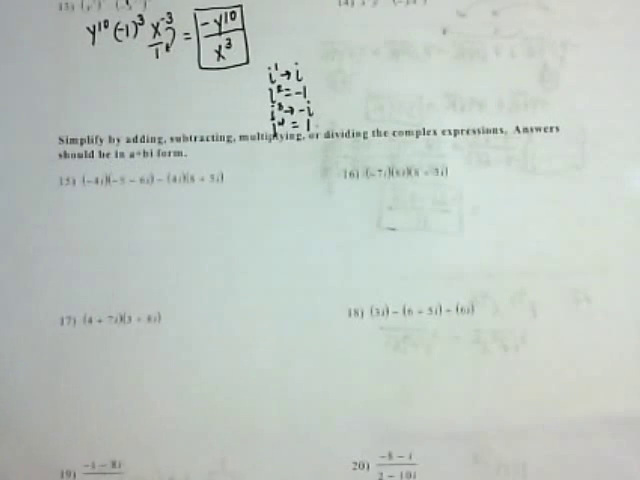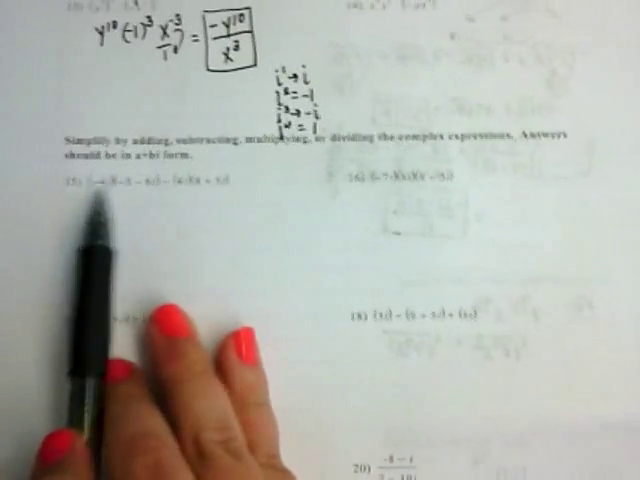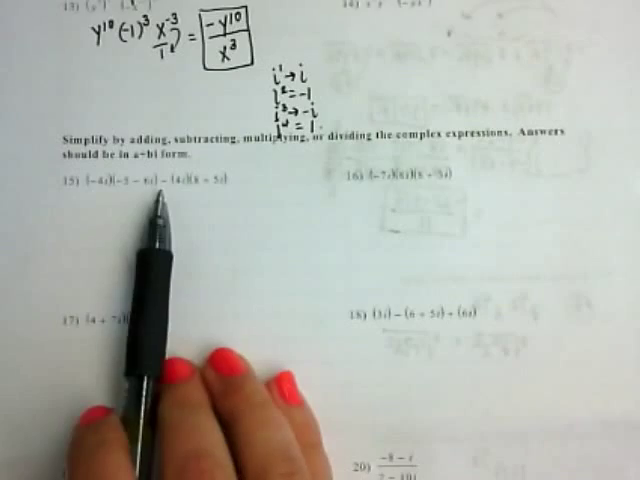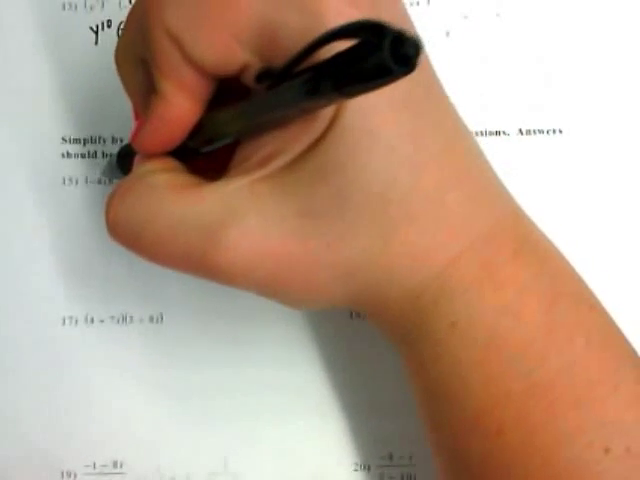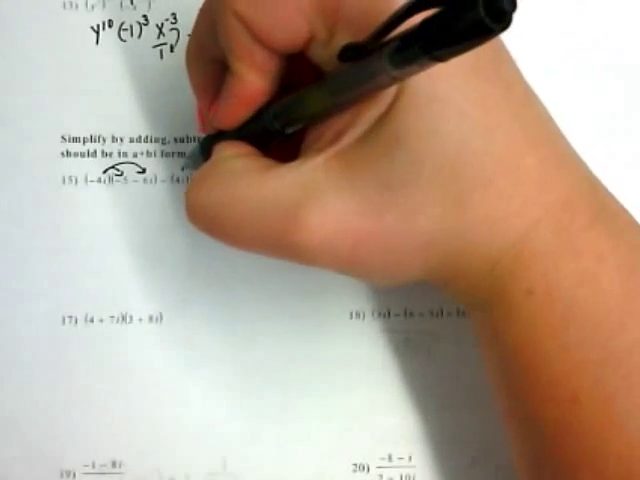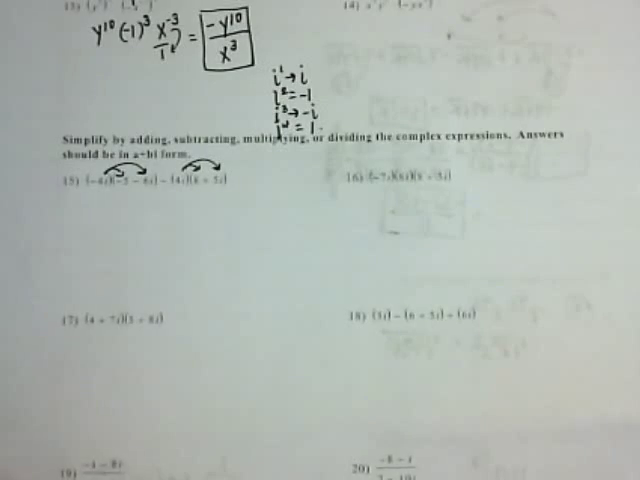All right, when it comes to 15, it looks like we have two quantities that are being multiplied, and then I'm going to subtract them. So what I'm going to do here is distribute the first two terms, and then distribute the second set.